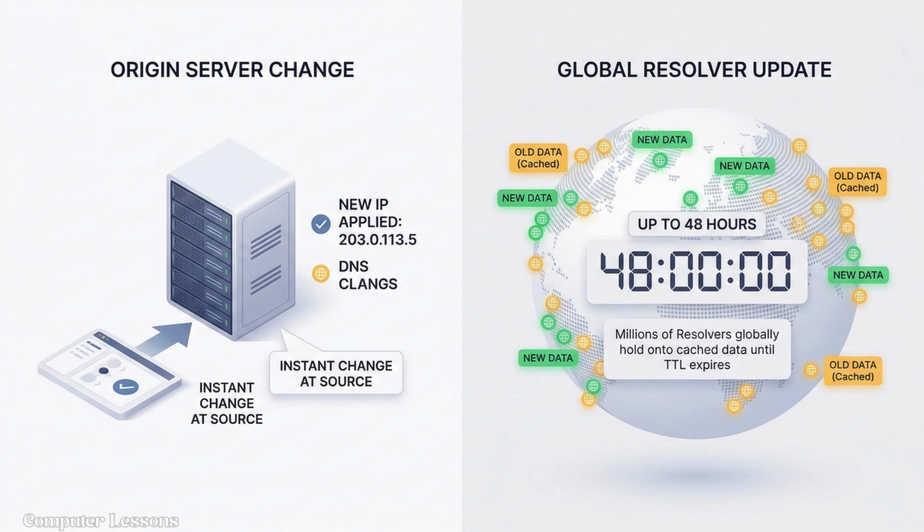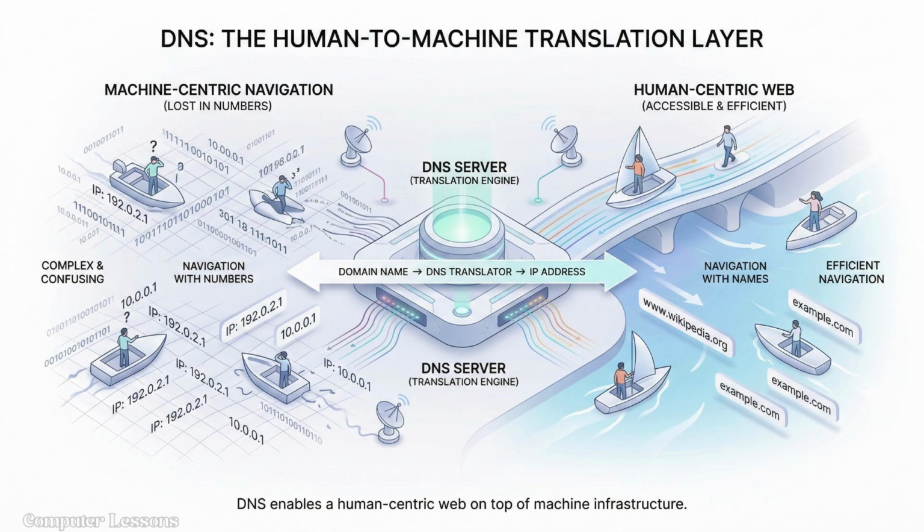The concept of propagation is another source of confusion. When you buy a new domain or change a server IP, it can take up to 48 hours for the change to be seen globally. This is because millions of resolvers around the world are still holding onto the old, cached data until the TTL expires.